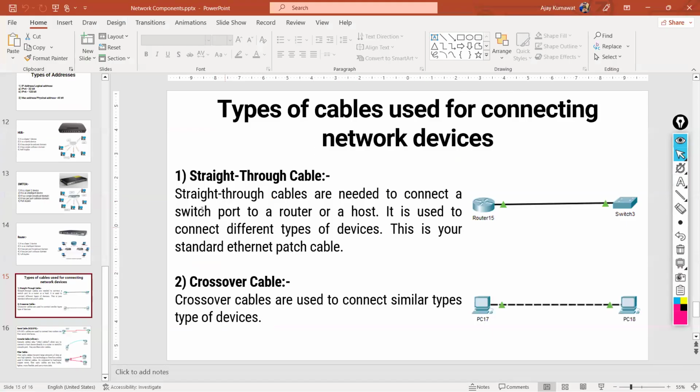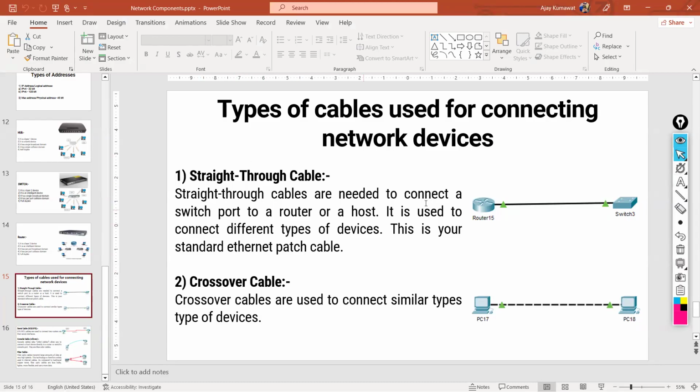Now, in networking, we use two types of cables, straight through and crossover. Okay. So again, right now we don't have the concept of crossover cables. Right now, only one type of cable is used, that is straight. The crossover concept is not there. We don't use that.